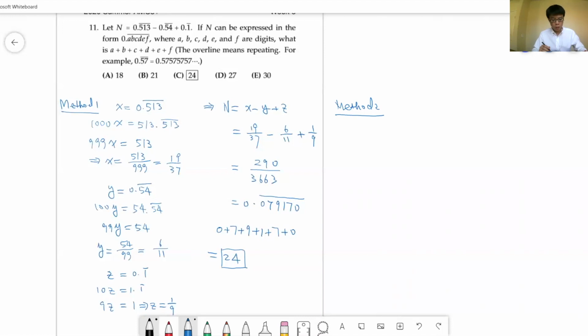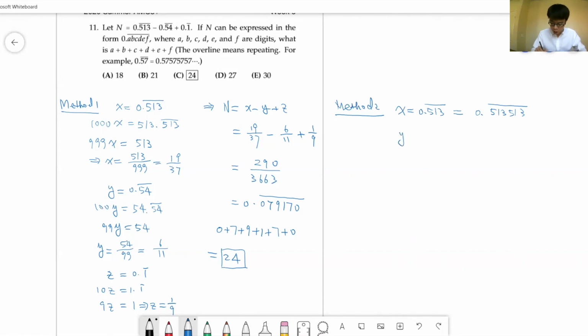Method 2. So the idea is as follows. So x equals 0.513 repeating. We can rewrite this repeating pattern in the following, because the first number has 3 digits, the second number has 2, the last number has 1. So the least common multiple of this 1, 2, 3 is 6. So that means we are able to write each of these numbers as a repeating number with 6 digits. For example, x, we can write this as 0.513513 repeating. That's equivalent, okay?